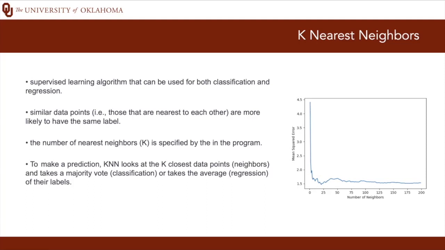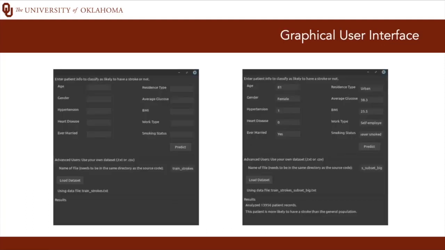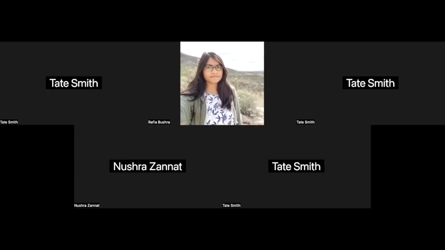Yeah, we can go to the next slide. So this is our GUI. We'll do a demo in just a second, but this is just to explain a little bit of how it's designed and how we programmed it. It's a window that opens up where you can input a lot of information about a patient. You can click the predict button and that will kick off a KNN algorithm to determine if this patient is more or less likely than the general population to have a stroke. And now I will share my screen and show you a working demo.